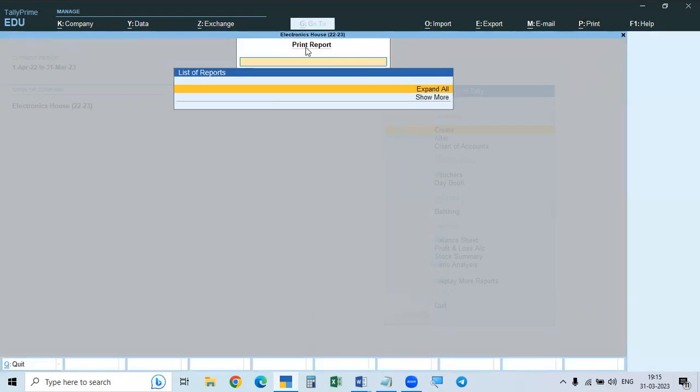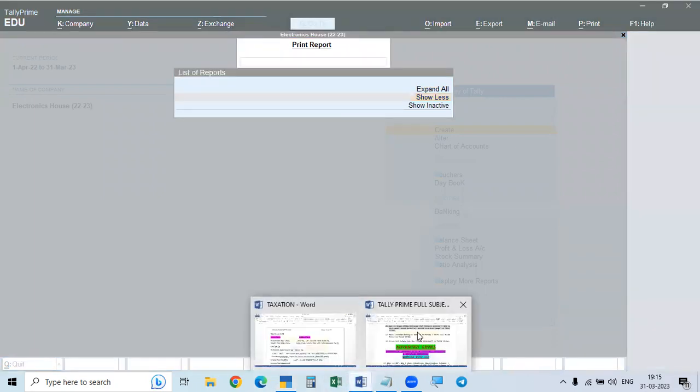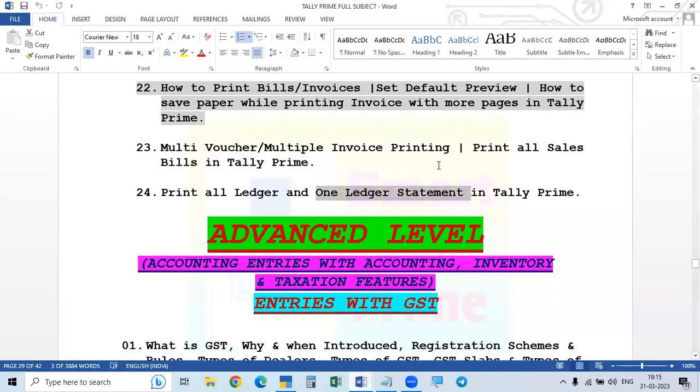In this case, for the print report, the last list of reports includes multi-ledger reports or multi-ledger accounts. If you click more, it will show many options. One is multi-voucher printing, to print all the sales invoices. Another one is print all ledgers. Another one is print one ledger account. This will be there in Tally.